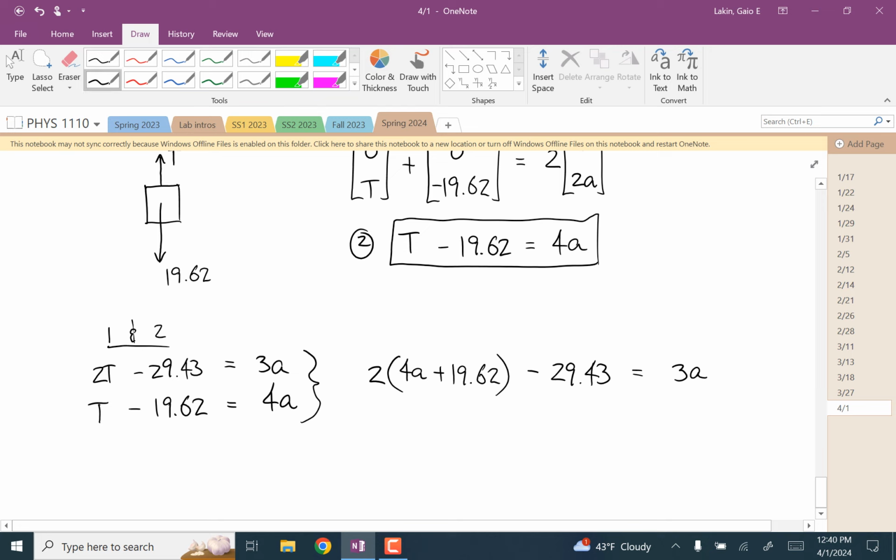And so we have 8a plus 39.24 minus 29.43 is equal to 3a.